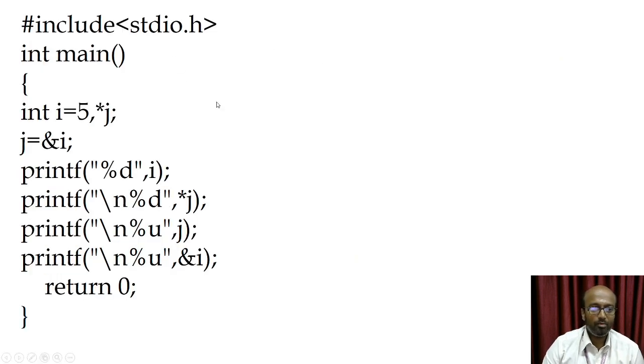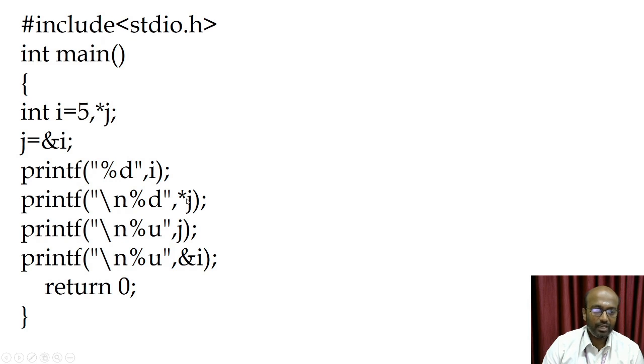And this is the program, an example for the working of pointers. I is assigned 5. Asterisk j is the pointer variable. j is equal to ampersand I, so the address of I is assigned to j. While the program is executed, in the first printf statement the value of I is printed, so the value 5 will be printed. For the second printf statement, asterisk j is being printed. j is the address of I. The address of I is stored in j.